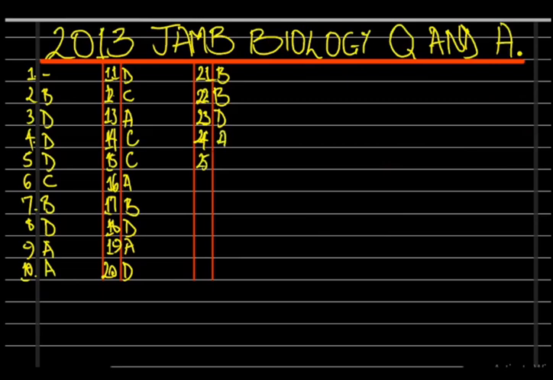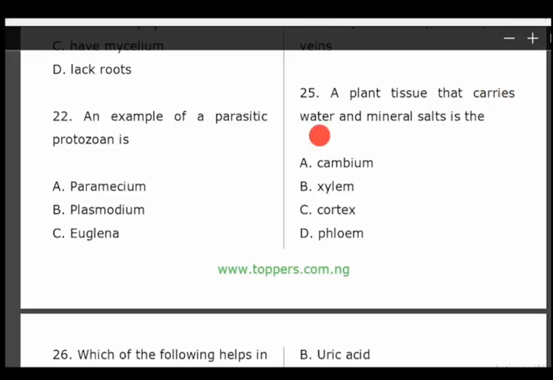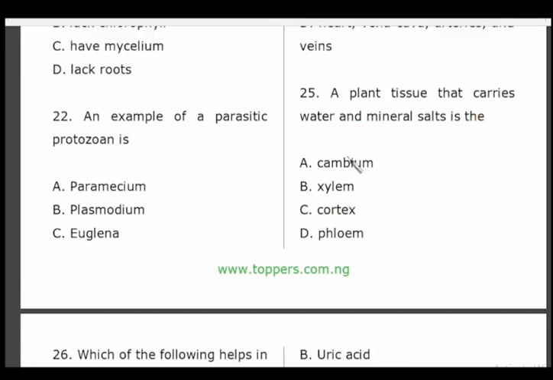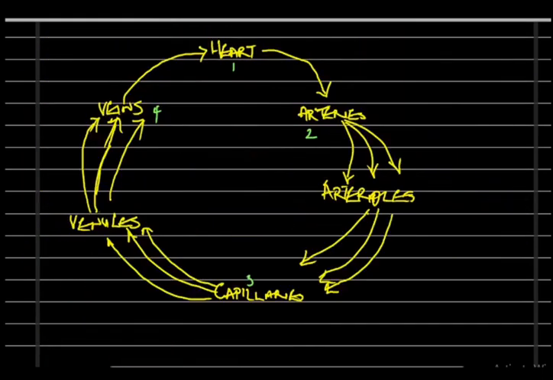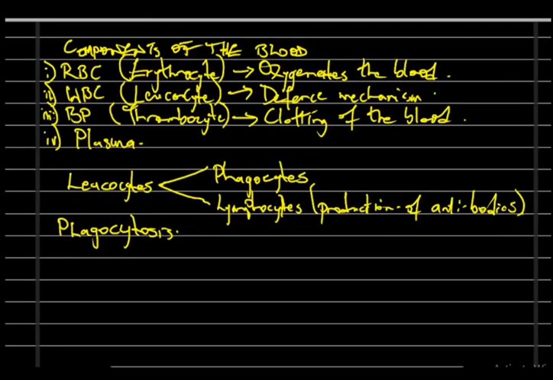And then 25. A plant tissue that carries water and mineral salt is the A. Cambium, B. Xylem, C. Cortex and D. Phloem. In the plant tissue we have the vascular bundles that are responsible for transporting or translocating materials. The vascular bundles. And basically there are two. We have the xylem and the phloem.